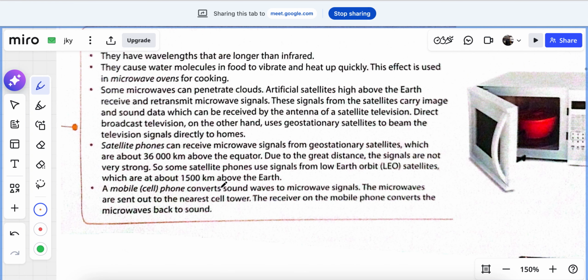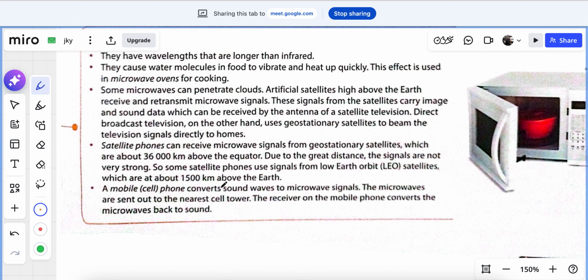We go to the second one, which is the microwaves. Now, microwaves have wavelengths that are longer than the infrared. Let's see which position they are. Their wavelength is increasing as you go. Microwave, their wavelength is longer than that of infrared, but smaller than that of the radio wave.